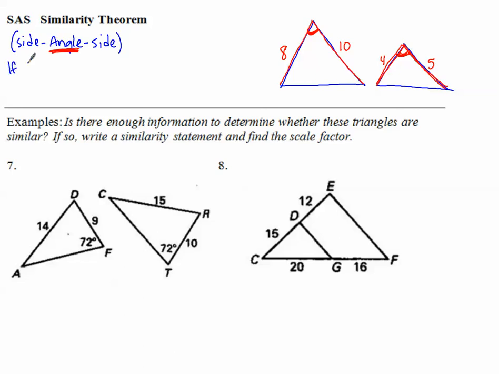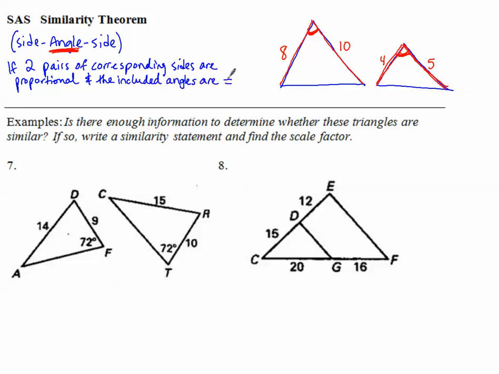So if we have two pairs of corresponding sides that are proportional and the included angles are congruent, then the triangles are similar. Okay, so a combination of those last two shortcuts. Let's take a look at these examples.